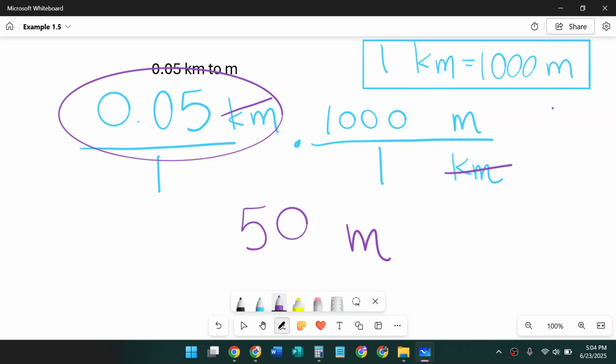Our answer is 50 meters. The 5 is significant. The 0 is at the end, but it is not after a decimal, so therefore it is also not significant. So we indeed have 1. So this problem is done and we don't have to do any further work. The answer is 50 meters.